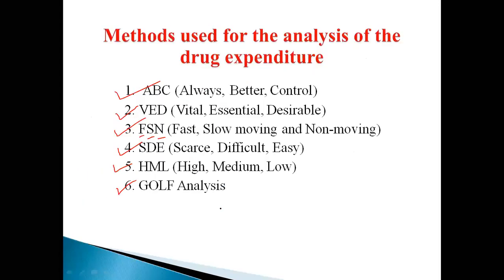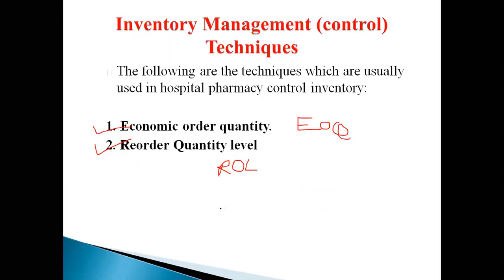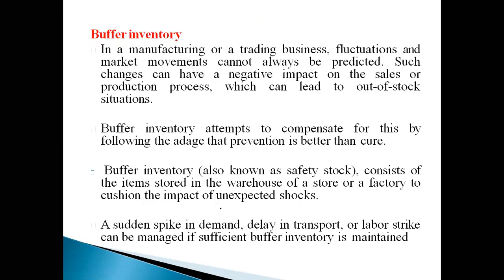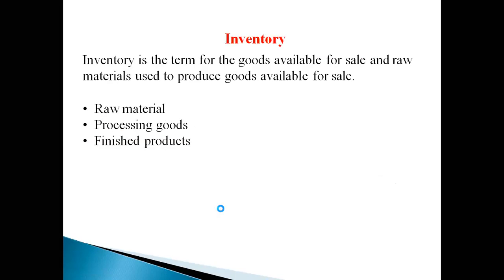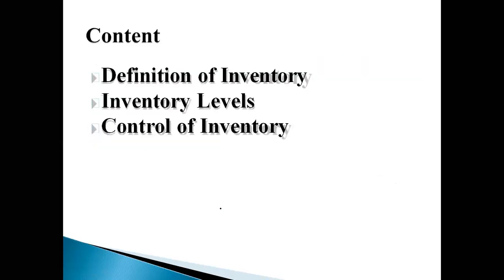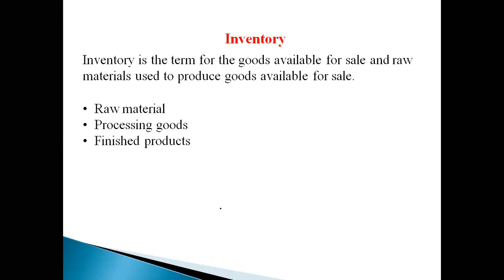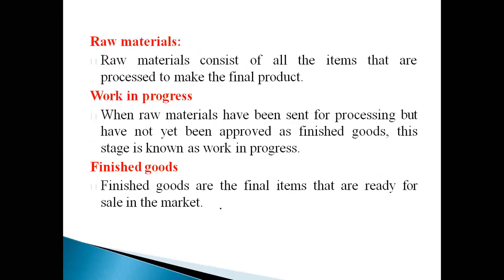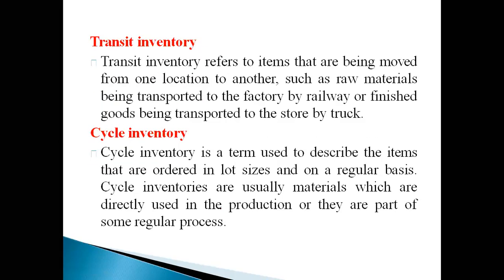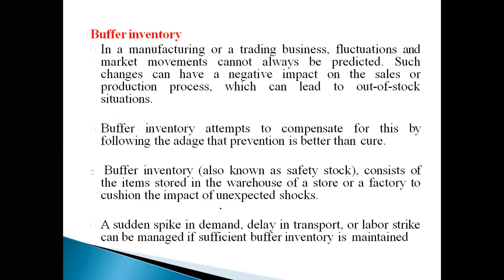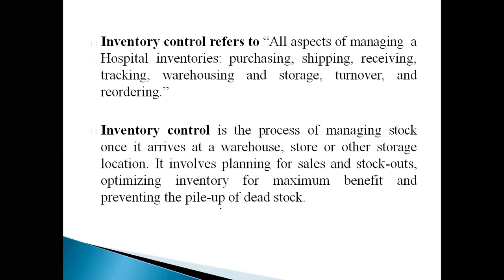In inventory control, we have to study the various formulations, various methods, various importance. What is inventory? Which parameters come under the inventory? That is raw material, processing goods, finished product, and transit inventory, those that are ready for sale but have not reached the retailers. Buffer inventories are called buffer stock. Inventory is nothing but the stocks.